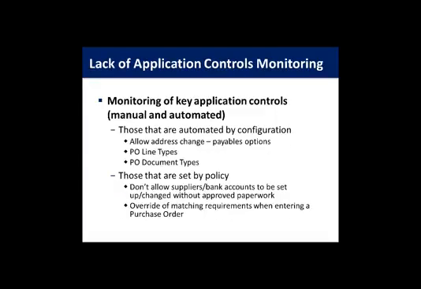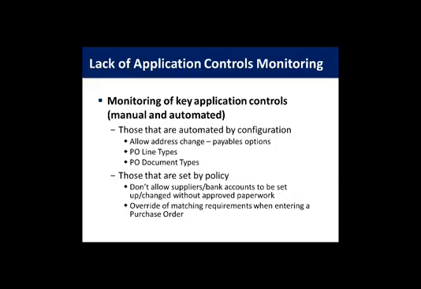So the next thing we're going to talk about is some of the application controls that are specific to Oracle that either help or hurt procure to pay fraud. Those that are automated by configuration, a couple of examples would be allow address change. That's that payables option setup that allows somebody to change the address during manual check payment, so a one-off payment, during the creation of that payment.